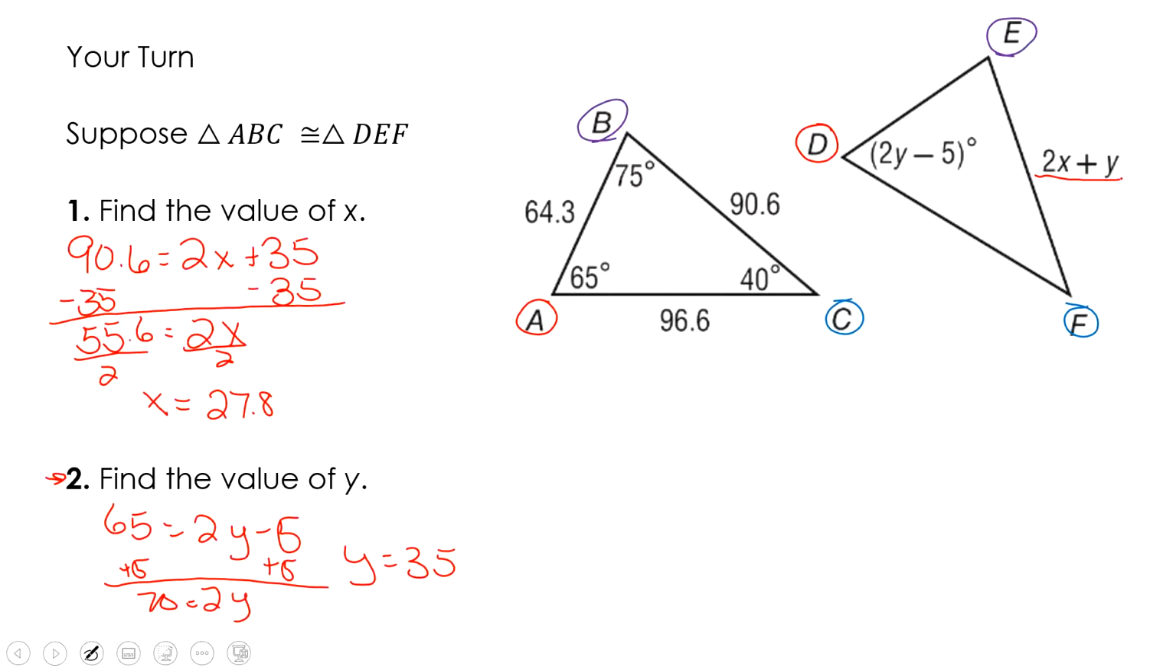So that's what my y equaled. Then I had 2x plus 35, because I can substitute 35 in for y. That had to equal a side. I just had to make sure I picked the right side. I picked the 90.6 side, which is the corresponding side. We found out that x equaled 27.8 units. Does that make sense? These are the types of problems we're going to get this whole chapter in this unit.